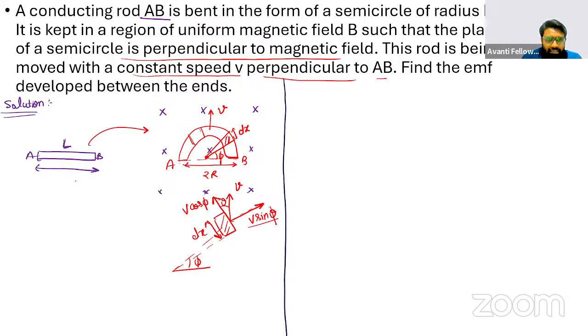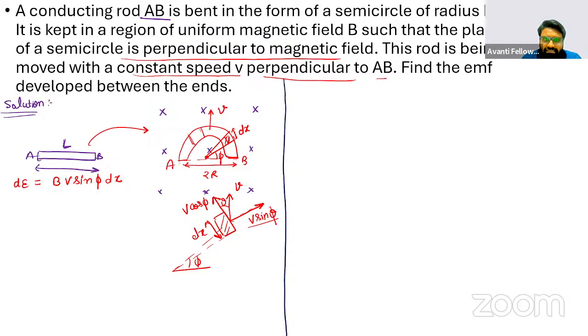If you consider very small sections at each and every point, the same will be the procedure. So if you want to write the motional EMF of this part only, it would be very small. dE is equal to B v l, and v is nothing but v sin phi, and l is dx. Got it? Clear everyone?